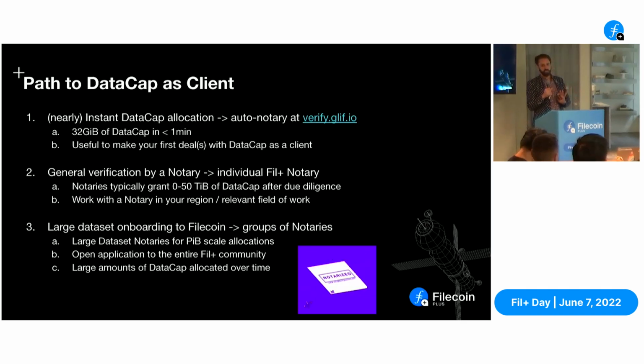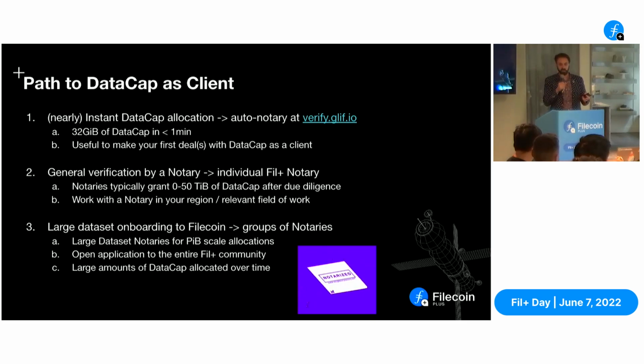All right. If you are a client and you're like, this all sounds really interesting, how do I get data cap? Where do I get started? We currently have 3 pathways that are based on the amount of data that you have. Data cap being volumetric, if you've got 32 gigs of data, you need 32 gigs of data cap to do that deal. So those two are associated. That 32 GiB is kind of enough to do a first deal, get your feet wet, play around, experiment.